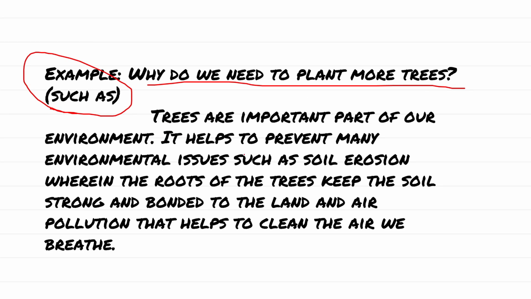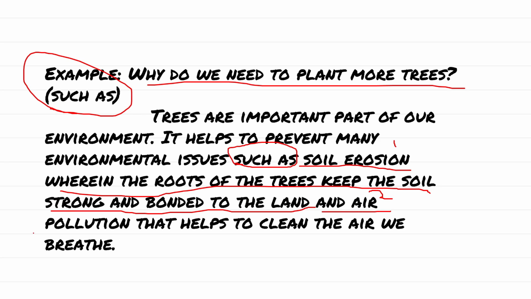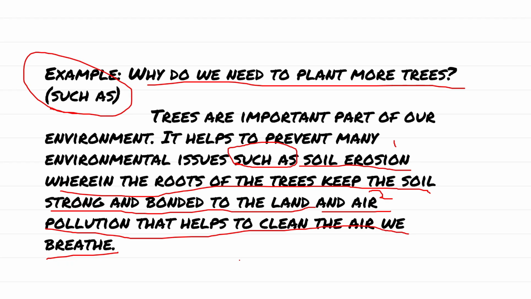Trees are an important part of our environment. They help to prevent many environmental issues such as soil erosion, number 1, wherein the roots of the trees keep the soil strong and bonded to the land. And number 2, air pollution, as trees help to clean the air we breathe. Okay, we have used the words such as, and we have provided our specific examples. I believe that you can do this also.